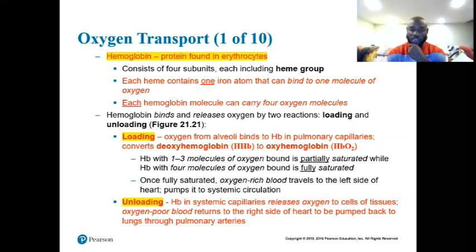Unloading is the reverse. The hemoglobin in the systemic capillaries releases oxygen to the cells of the tissues, okay? So each hemoglobin, 4 oxygen molecules, releases that oxygen to the cells of the tissues. Oxygen-poor blood returns to the right side of the heart, to be pumped back to the lungs, okay? So we have deoxyhemoglobin, which binds to oxygen, ideally 4, becomes oxyhemoglobin, right? Goes to the tissues, unloads it, goes back to deoxyhemoglobin, and heads back to the lungs.